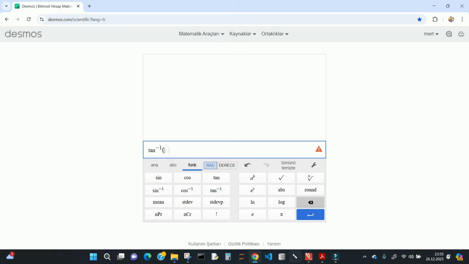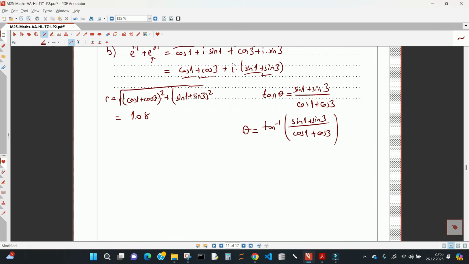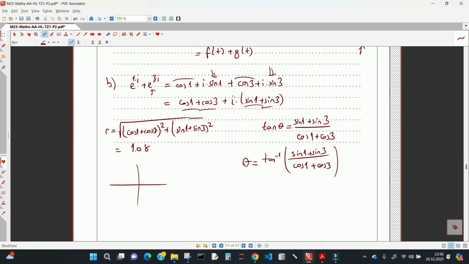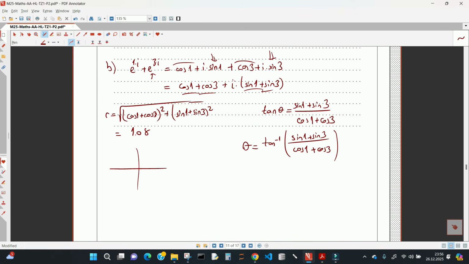Inverse tangent of (sine 1 plus sine 3) divided by (cosine 1 plus cosine 3). Yeah, this is the number, but make sure of the region of this complex number. In which region? Now we're going to find the sign of the real part and the sign of the imaginary part.